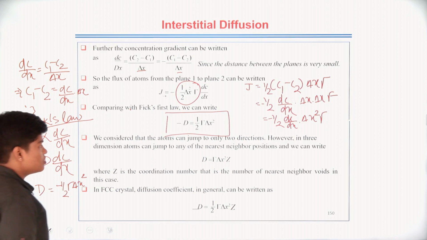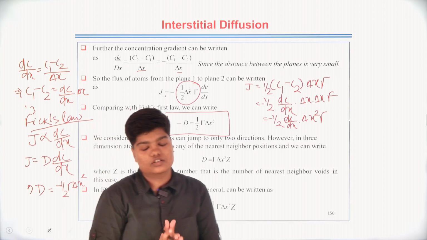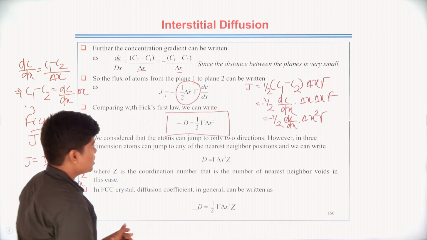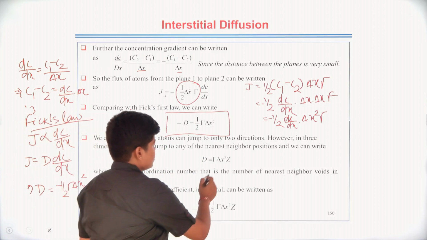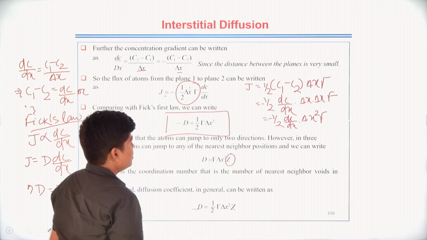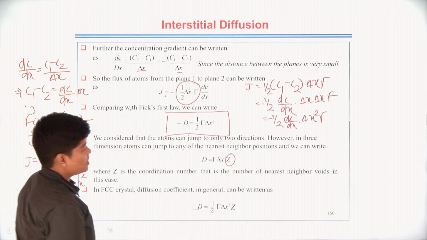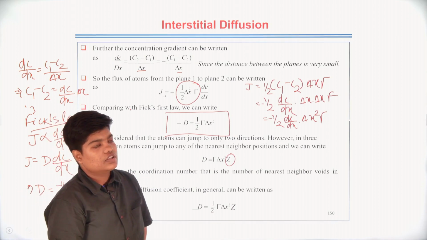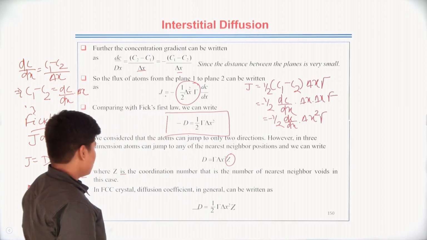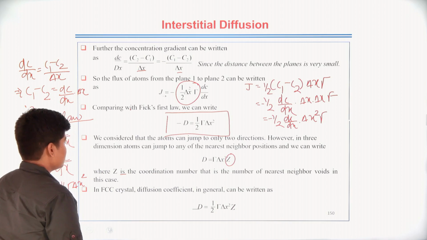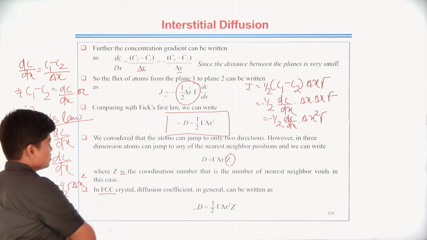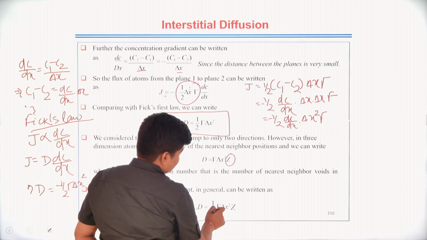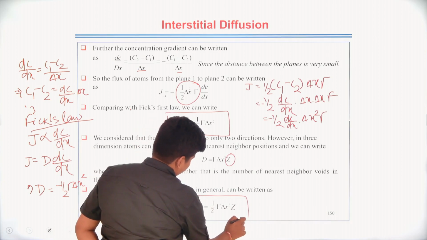Now, if you consider that atoms can jump in three dimensions, the atom can jump to any side. Any vacant site, it will jump over there. So we will consider the coordination number of that metal. So the final equation will be D is equal to sigma del x square into Z. Here Z is the coordination number, meaning the number of nearest neighbor vacancy sites or voids of the atom. So in FCC, the face-centered cubic crystal, the diffusion coefficient can be written as D equals half sigma del x square into Z, where Z is the coordination number.